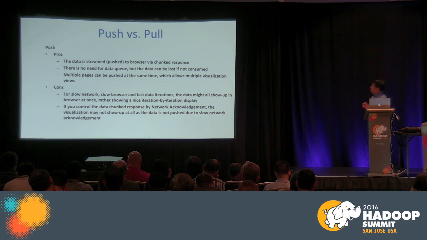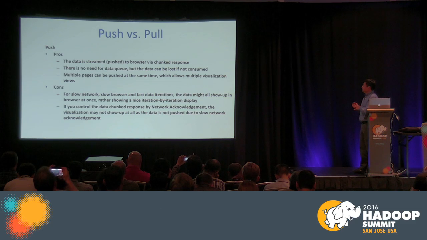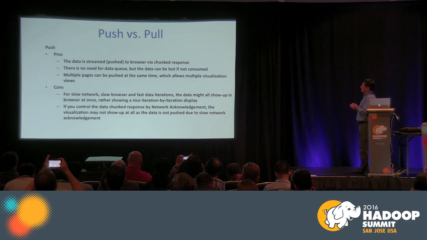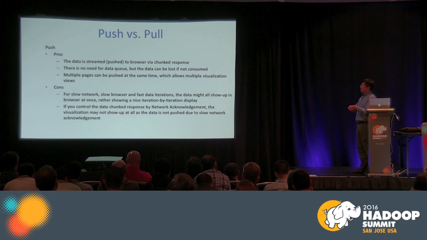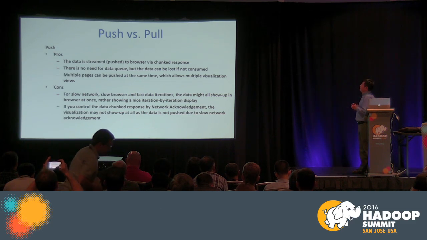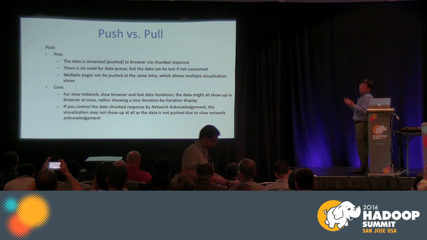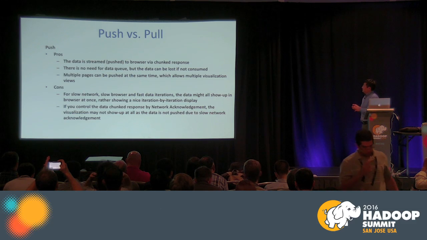So you might say, well, why not just poll? You could use poll. There are pros and cons to using push. With push, data is streamed and pushed to the browser each time, so there's no need for a data queue. You get the data, you push it. But the data can get lost. If you don't use it, it's lost.